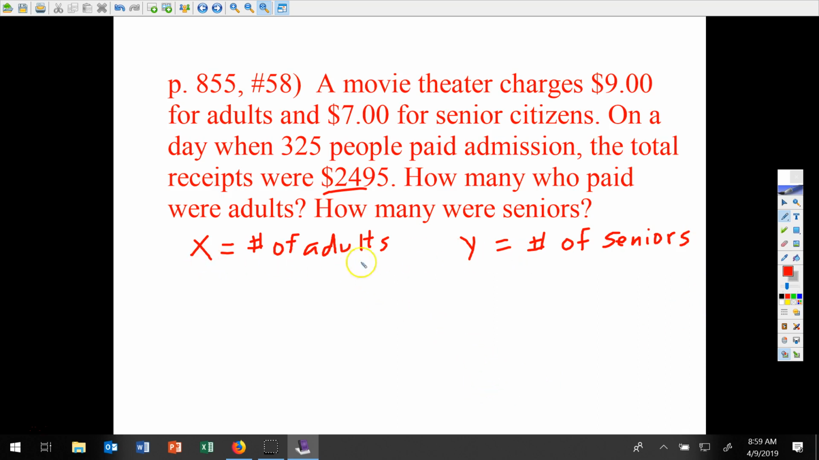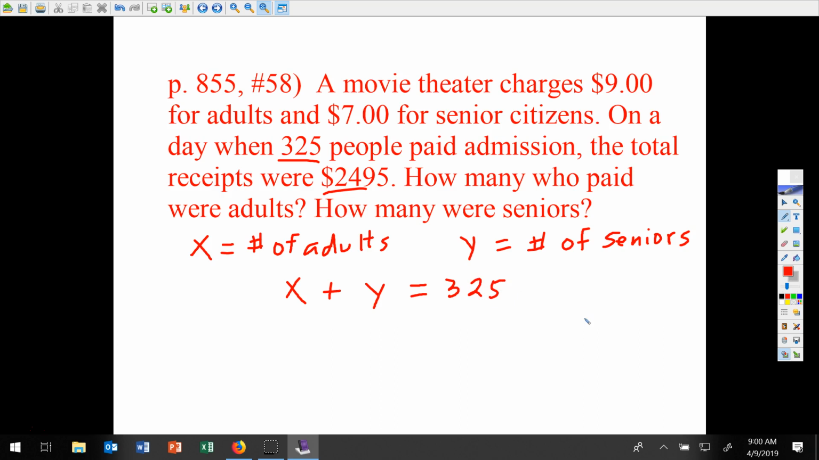Okay, and with those two variables, we're going to make two equations. One of the equations will be based on the number of people that came. So we're told that a total of 325 people paid. Well, if x is the number of adults and y is the number of seniors, the two of those together should be 325. So I have a number of people who attended equation.